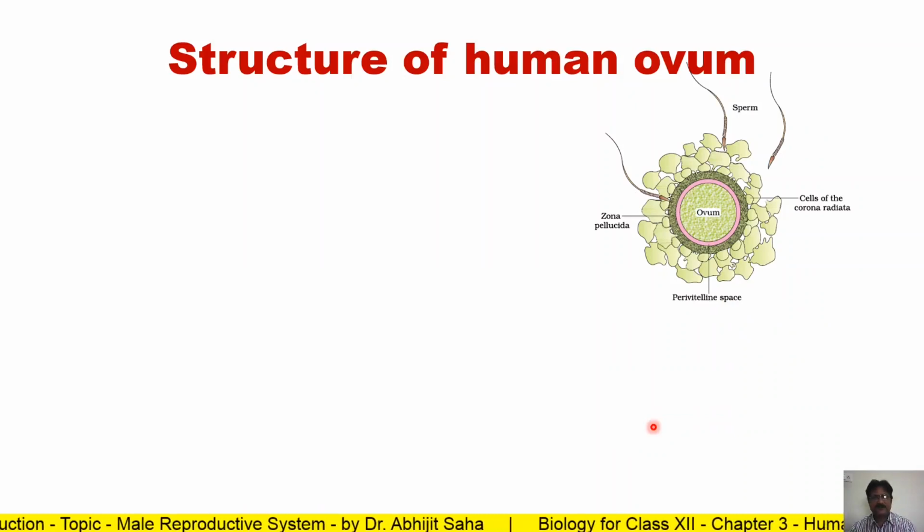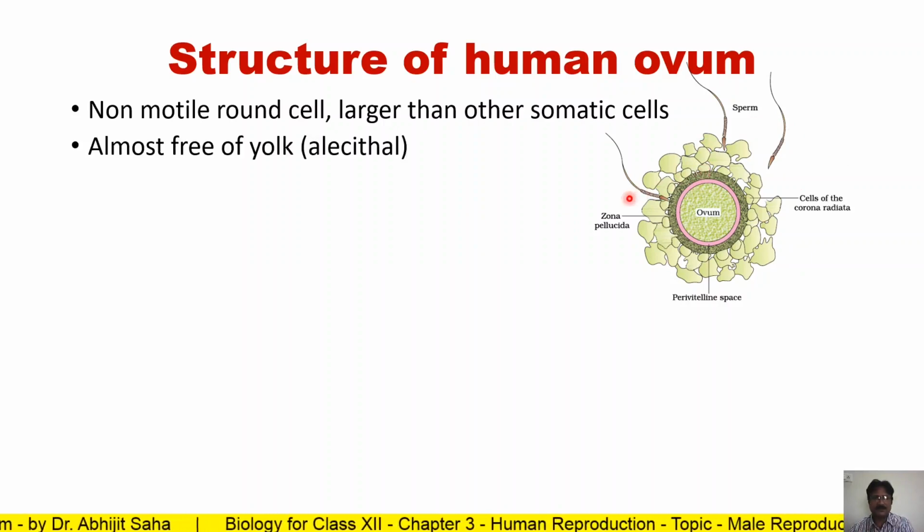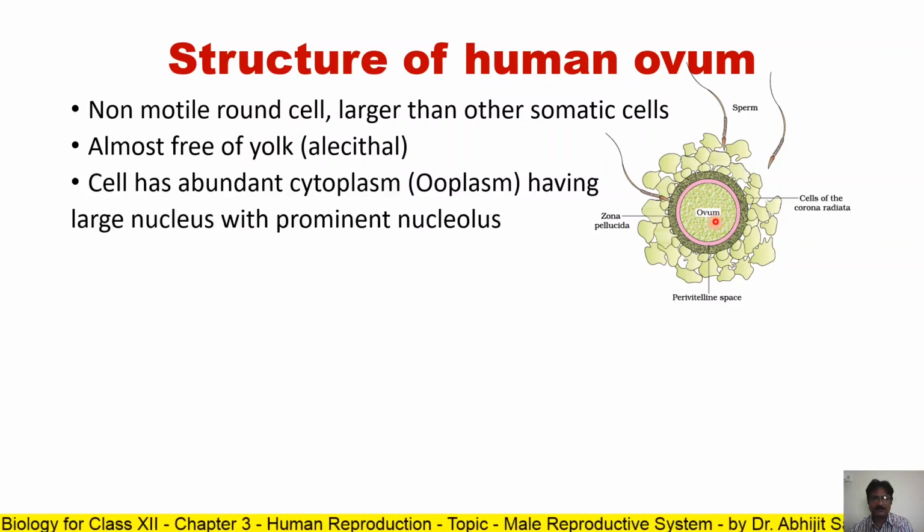Now let us discuss in brief the structure of the ovum. You can see the structure of the ovum here. It is a very simple structure. It is non-motile and larger than other somatic cells. It is almost yolk-free, there is no yolk, so it is called an alecithal egg. There is abundant cytoplasm called ooplasm. It has a large prominent nucleus and a nucleolus.